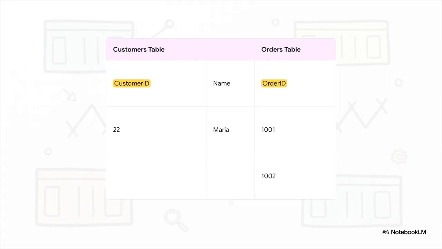Let's look at an example and it'll all click into place. Okay, so we've got one customer, Maria. Her customer ID is 22.